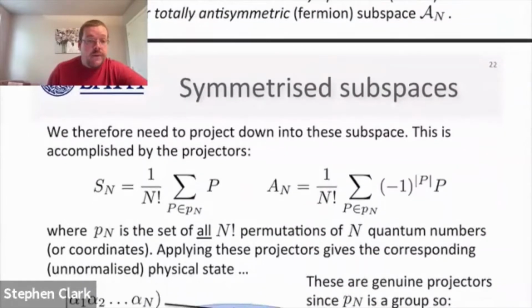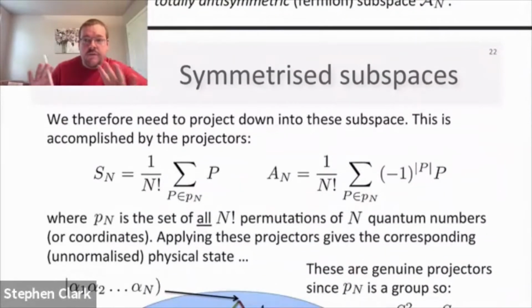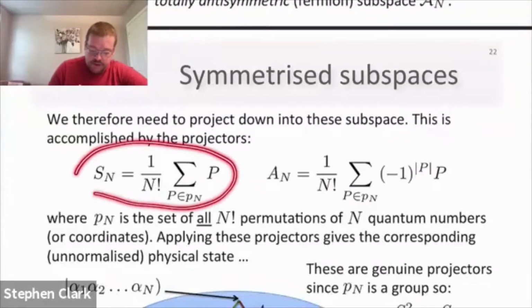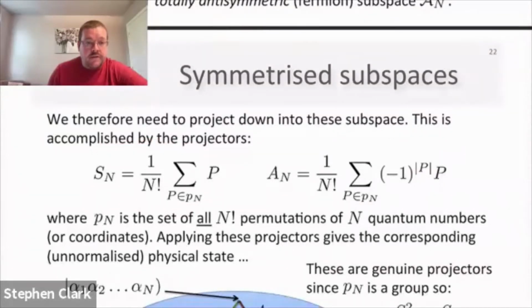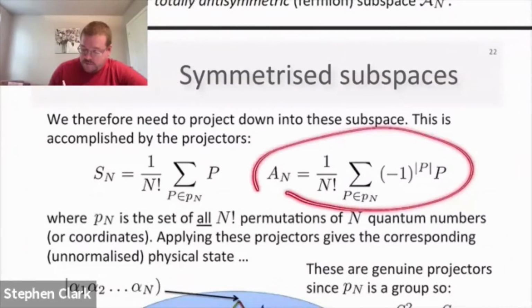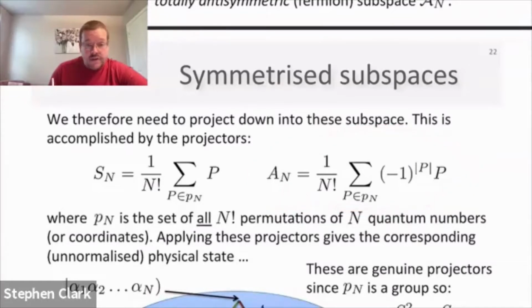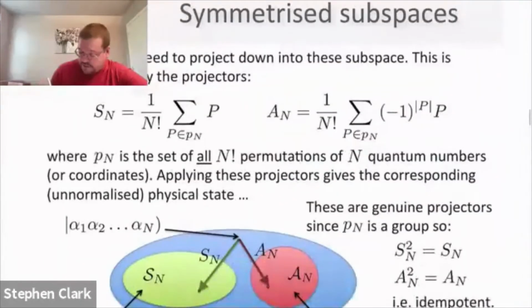Well, we can build a projector that projects down into the relevant subspaces: if we take the sum of all possible permutations of n particles divided by n factorial, this is in fact a projector. And if we take the sum of all of the permutations and multiply each by -1 to the power of the order of the permutation, we get the totally anti-symmetric projector. And if you want to prove that these really are projectors, meaning they must obey this property if they're actual projection operators, you can do that because the permutations form a group, the P_n group, the group of all permutations of n objects. And what does this do?